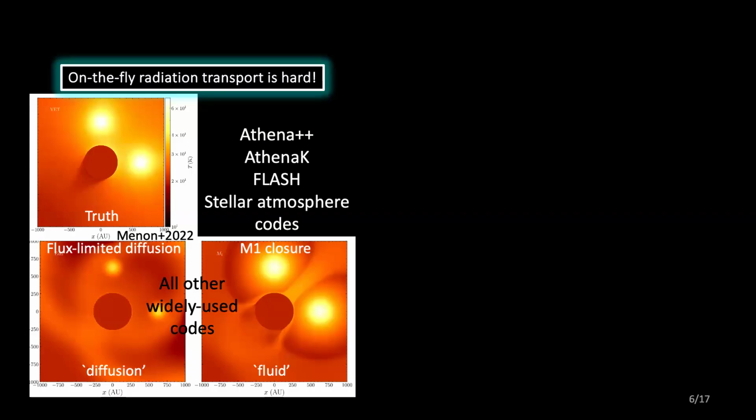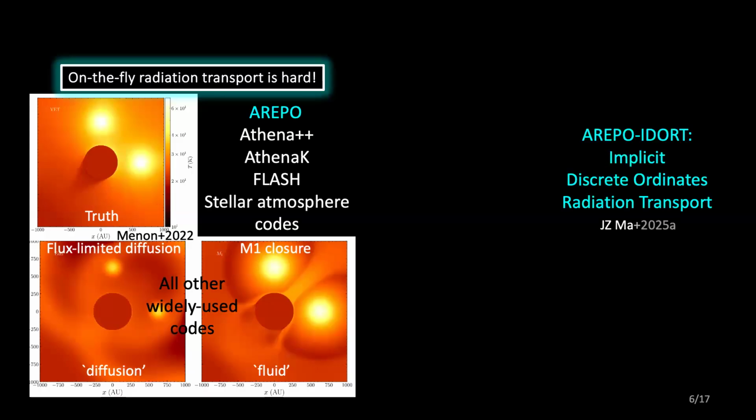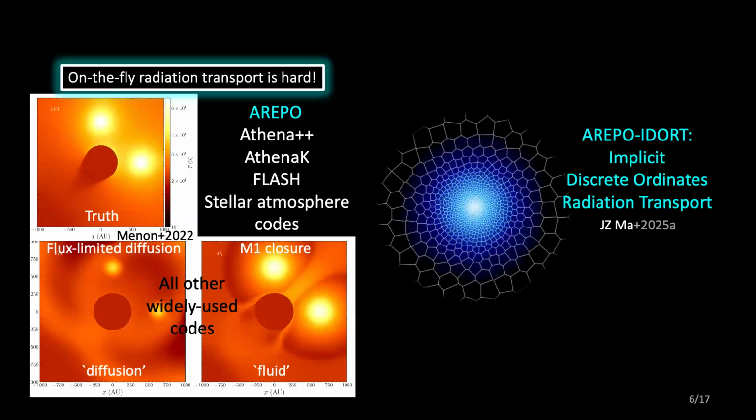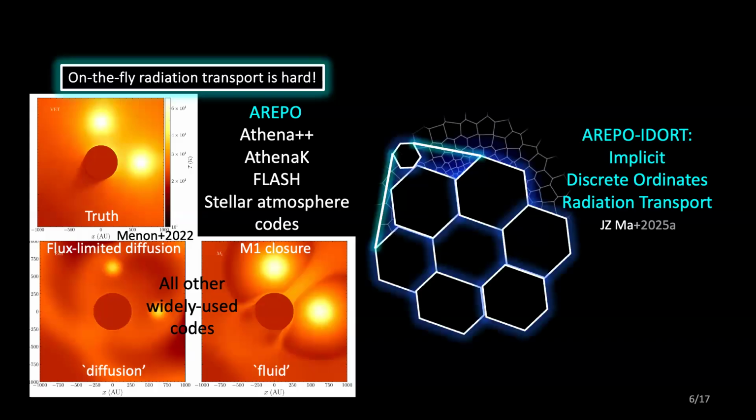About 2 years ago, I tried to move AREPO to this accurate radiation transport list, and there I developed an implicit discrete coordinate radiation transport. The basic idea is that in AREPO, you have this unstructured mesh, and you also discretize the radiation field in different directions. Normally we use 80 different directions to cover the full 4π solid angle. And you ask, what is the intensity along this specific direction? To solve this, you just solve the radiation transport equation.